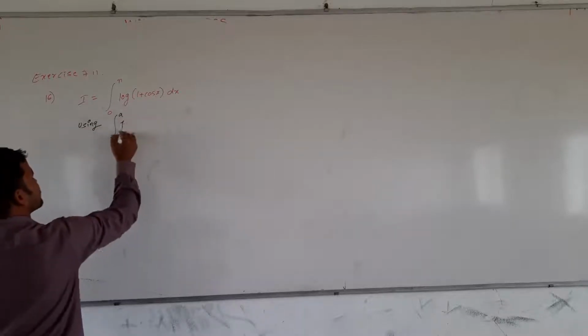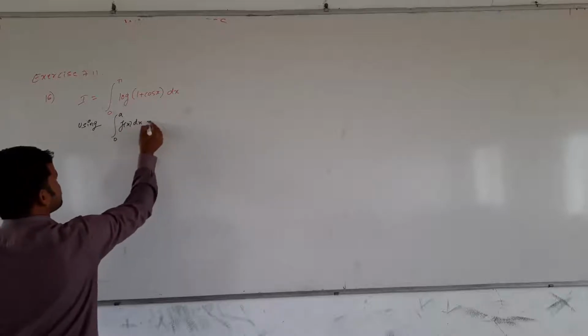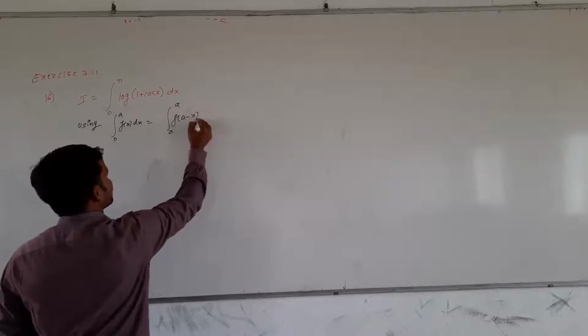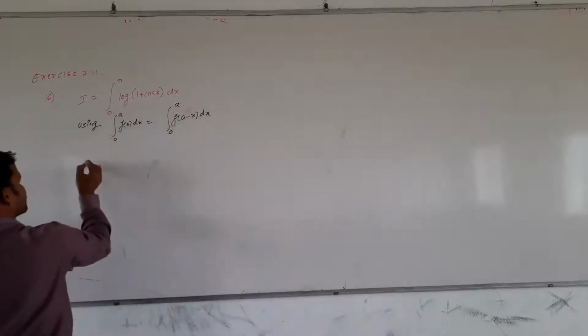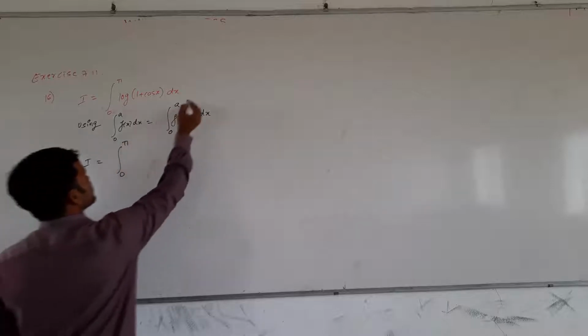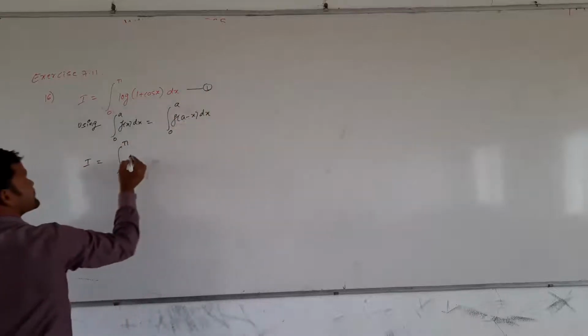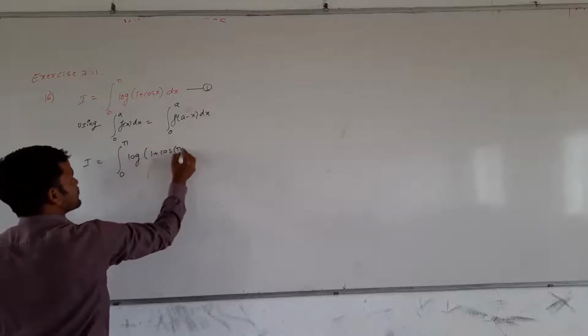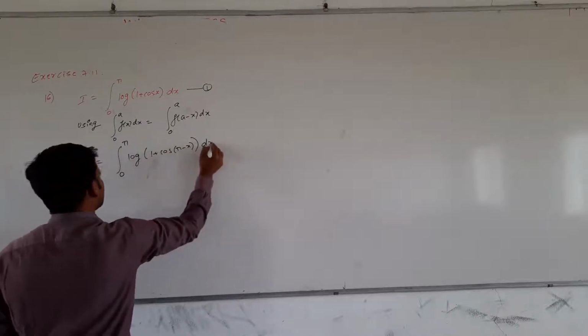integrating from 0 to a f of x with respect to x is equal to integrating from 0 to a f of a minus x into dx. Okay, this is I is equal to integrating from 0 to pi, let me take this as equation 1. We have log of 1 plus cos of pi minus x into dx.